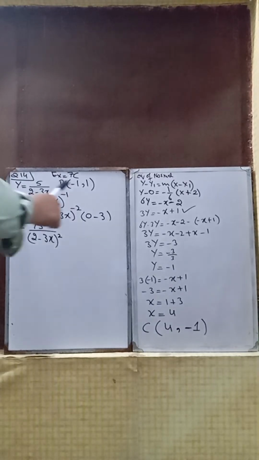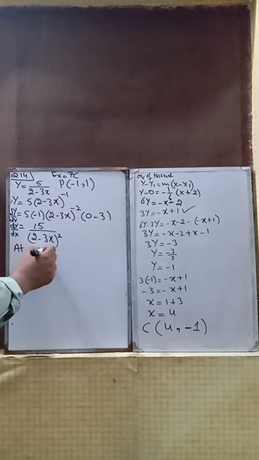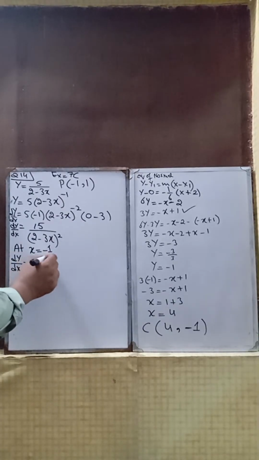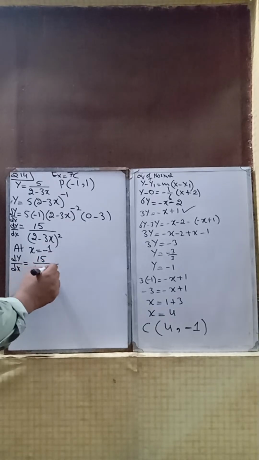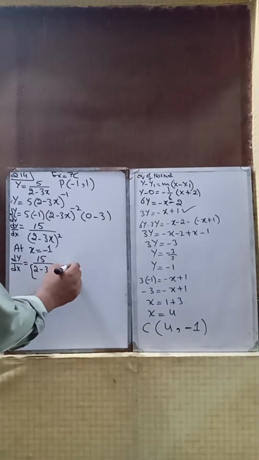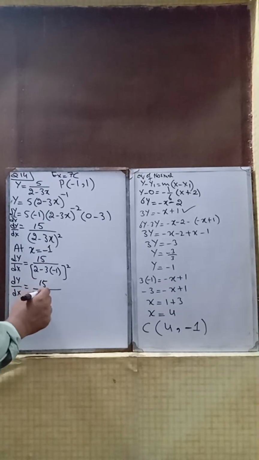Now we will put this point and find the gradient of the tangent. So x equals to minus 1. So I will put that in this equation. So 15 divided by 2 minus 3 into minus 1. So the whole thing, and here we have square. So you will have dy by the dx equals to 15 divided by, this becomes 2 plus 3 and its square.